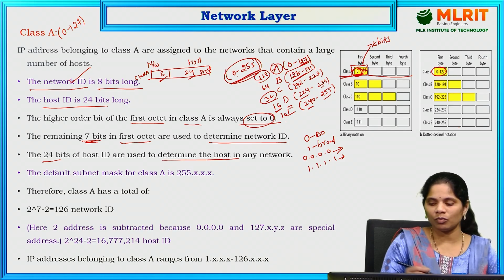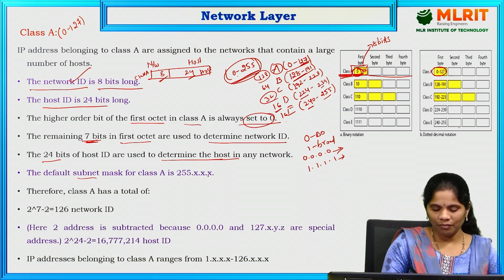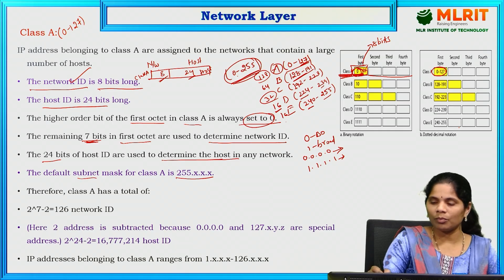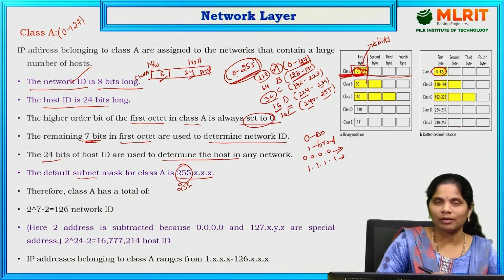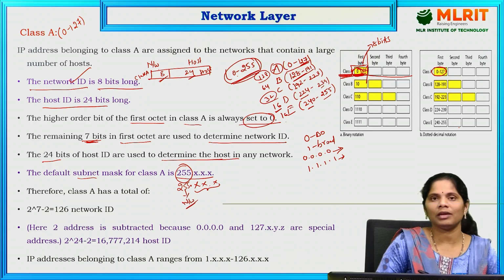We are going to use the remaining all 24 bits for host, that is in class A only. So the default subnet mask of this, we are going to write it as 255.x.x.x, because we are only talking about this particular one. This only is having 8 bits. That's why we are allocating for only this part: 255.x.x.x, because these three are host. This one only is the network part. That's why we are writing only the network part.